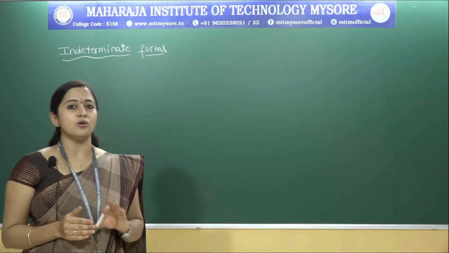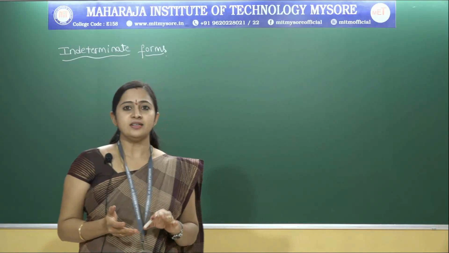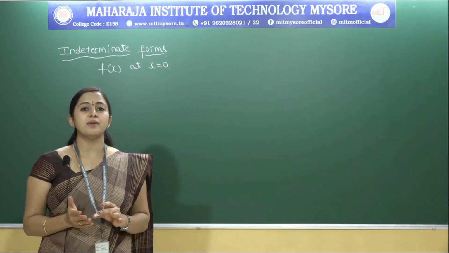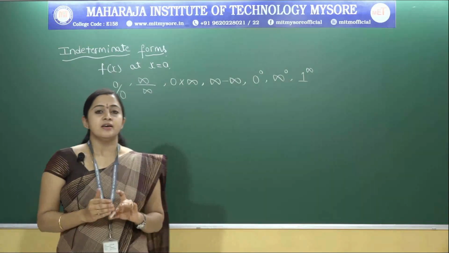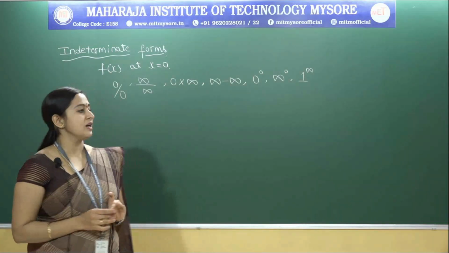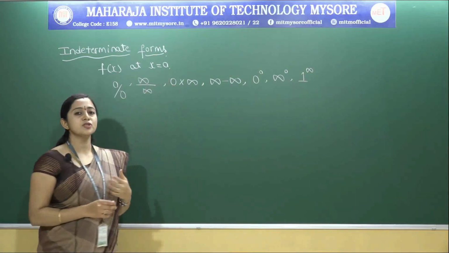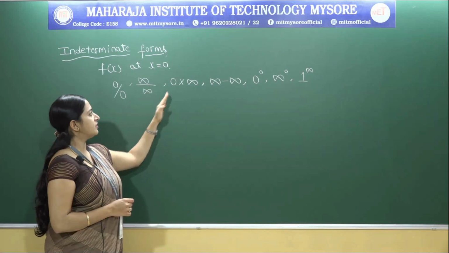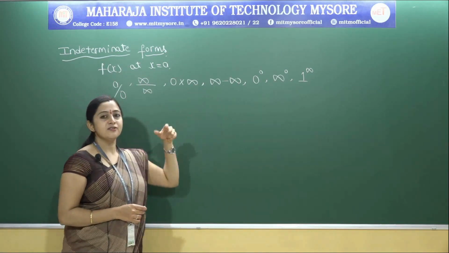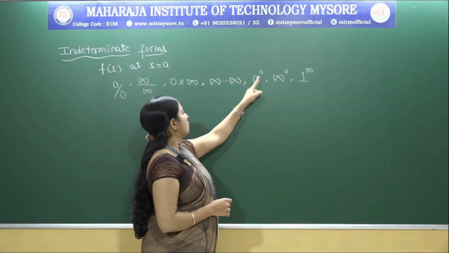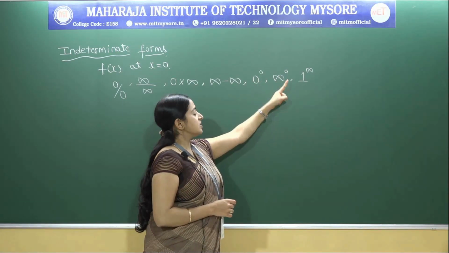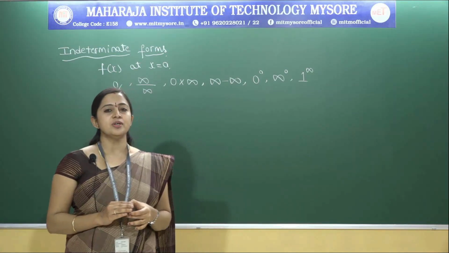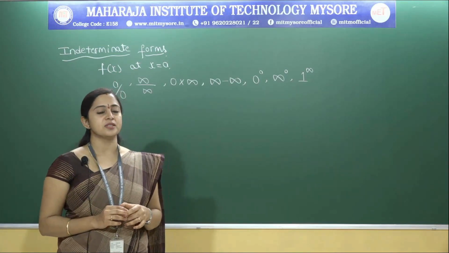So indeterminate form, the word itself tells that which cannot be determined. But in mathematics, if an expression f of x at x equals a assumes forms like 0 by 0, infinity by infinity, 0 into infinity, infinity minus infinity, 0 power 0, infinity power 0, 1 power infinity, which do not tend to a real value, it is called an indeterminate form.